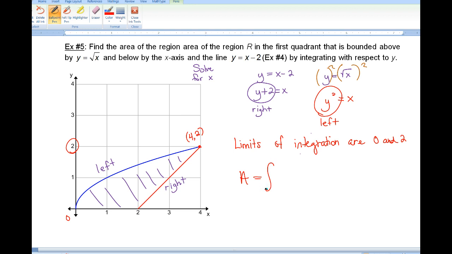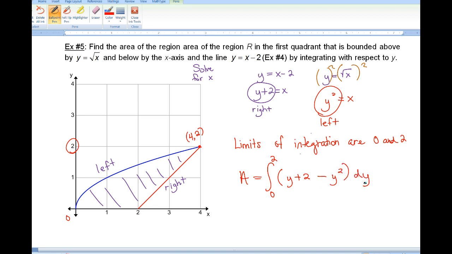Alright, so can I do this calculation? It's going to go from 0 to 2, right? And then, good. Minus, like this. Good. And then at the end, we don't put dx, we put dy.